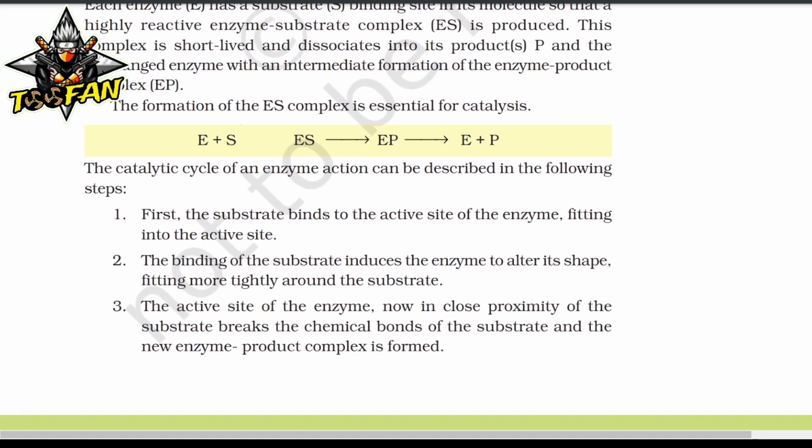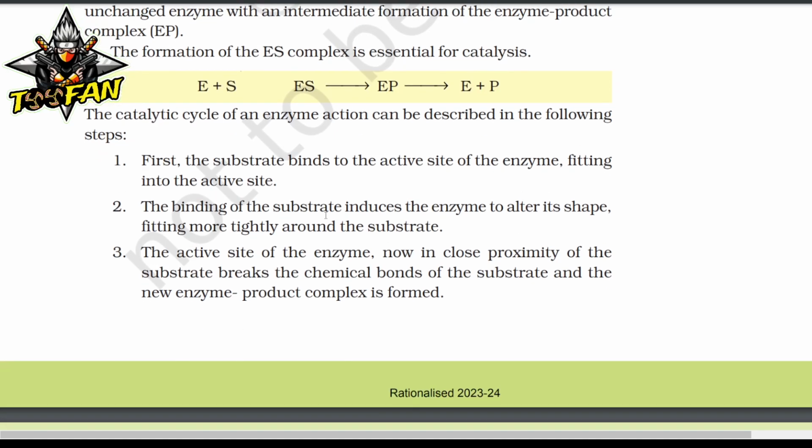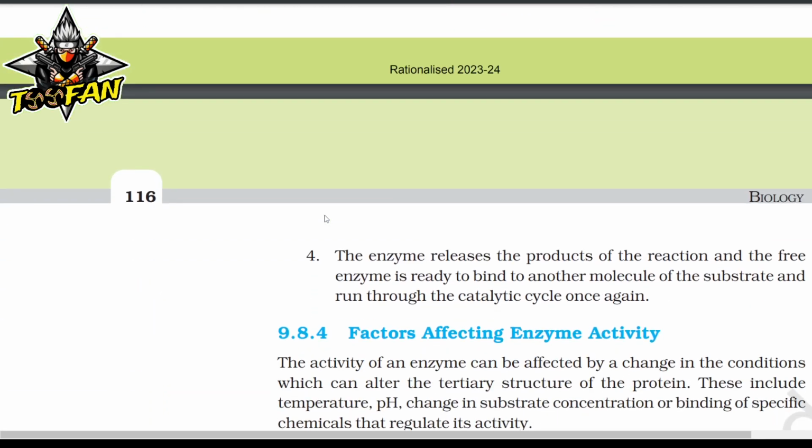The catalytic cycle of enzyme action can be described in the following steps. First, the substrates bind to the active site of the enzyme, fitting into the active site. Second, the binding of the substrates induces the enzyme to alter its shape, fitting more tightly around the substrates. Third, the active site of the enzyme, now in close proximity to the substrates, breaks the chemical bonds of the substrates and the new enzyme-product complex is formed. And fourth, the enzyme releases the products of the reaction and the free enzyme is ready to bind to another molecule of the substrate and run through the catalytic cycle once again.